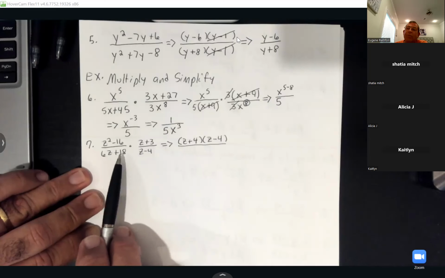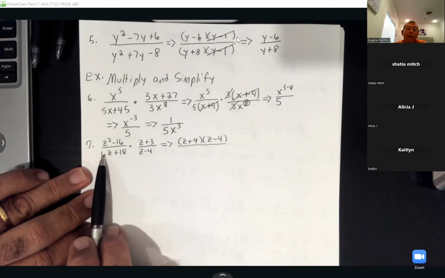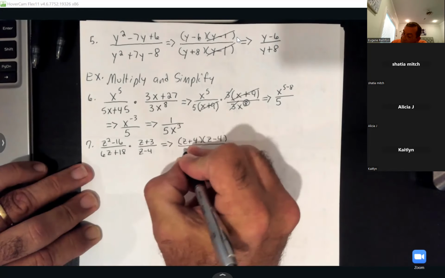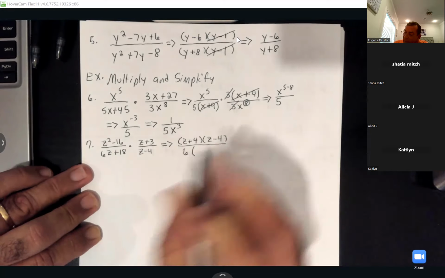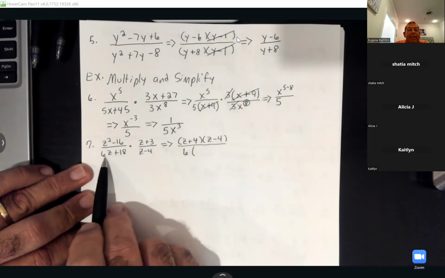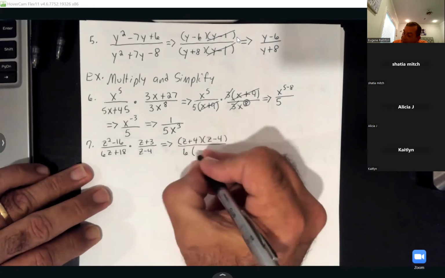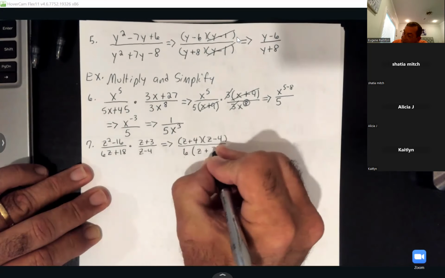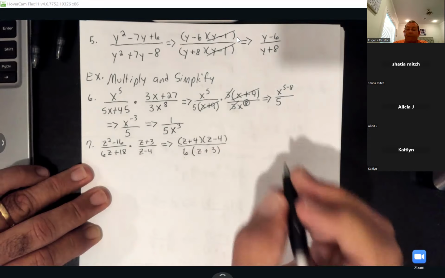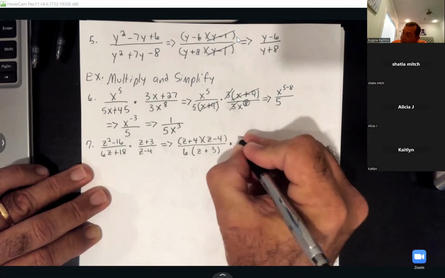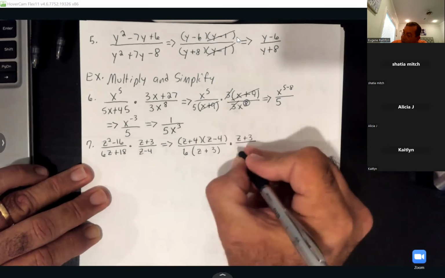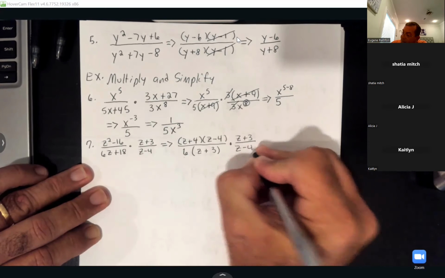Now, 6z plus 18, we're factoring out a greatest common factor. And the greatest common factor of 6 and 18 would be a 6. So if we divide a 6 out of both of these, that'll leave me a z plus 18 divided by 6 gives me a 3. So then I can't do anything with the z plus 3. Can't do anything with the z minus 4.